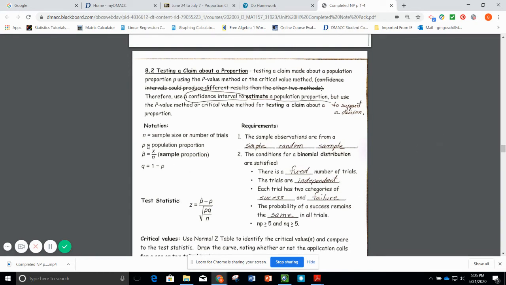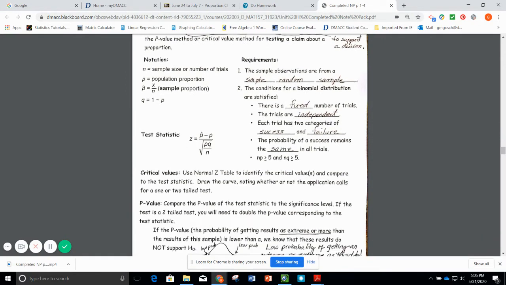So our notation, n and p, I think we're all good with. We've used that before. p-hat, we know, is the number of successes divided by the total. q would be 1 minus p, the complement of the population proportion. We need to make sure that we understand those notation pieces in order to use this statistic. Again, our requirements: simple random sample, fixed number of trials, that is your n. The trials are independent. There are two different outcomes, either success or failure. The probability of success remains the same for all trials. And we have at least 5 successes and 5 failures.